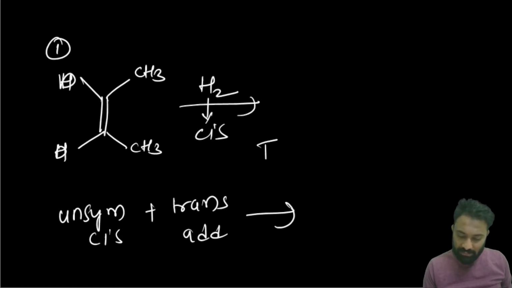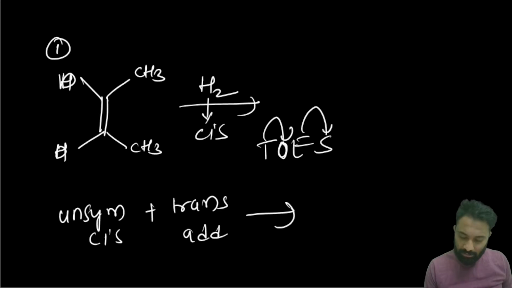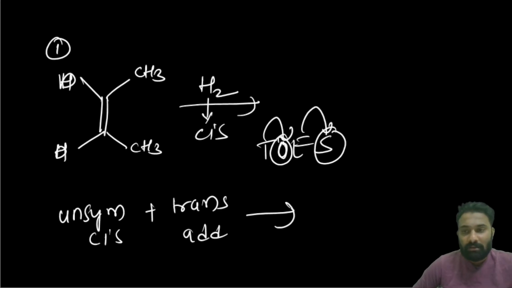Remember it as a toss, I said. Toss. Now, threo groups are on opposite sides. Erythro groups are on the same side. Clear? Threo only it will give.